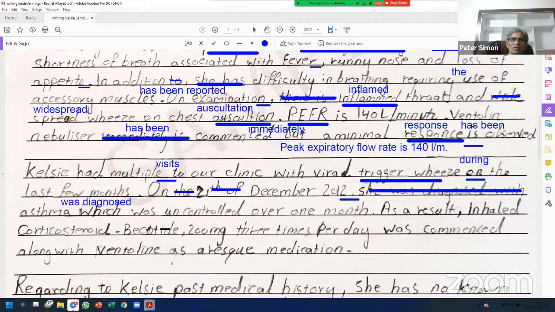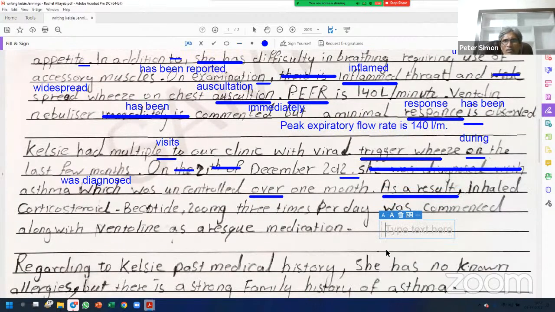Asthma, which was uncontrolled for 1 month, not over 1 month, for 1 month. Okay, for a month, for over a month. But I don't think that is needed here. So "as a result," instead of "as a result," you can say "consequently," one word. You're saving a word. As a result means you can say consequently. This is correct only, not wrong.